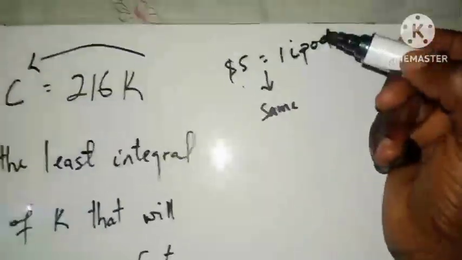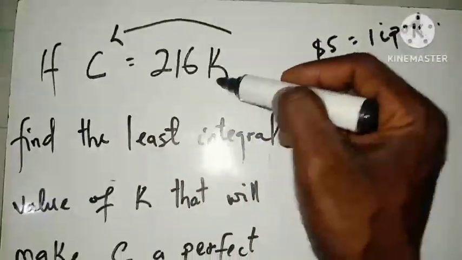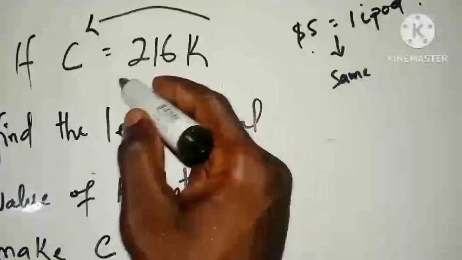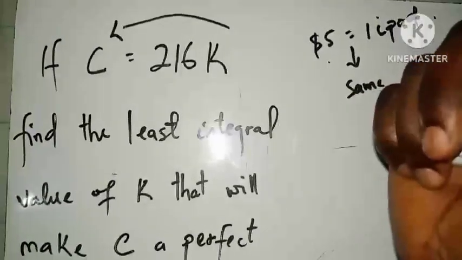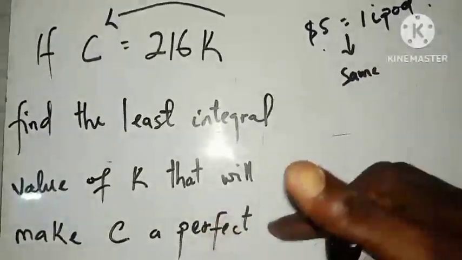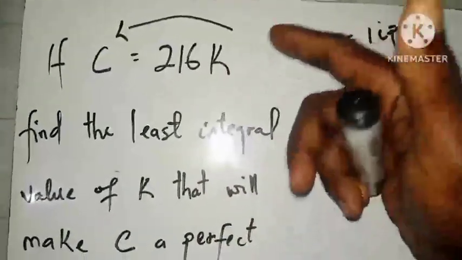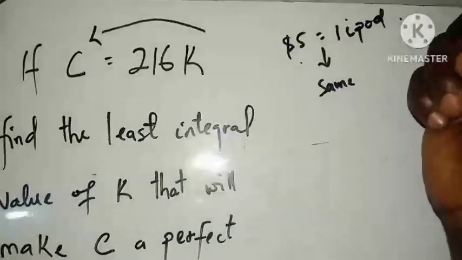Right? It makes sense. Now if you say that C is equal to 216k and C here is a perfect square, it means that everything here is also going to be what? A perfect square. Does it make sense? All right, so that is why you need to answer that question in the comment. You need to know the meaning of this perfect square before you can proceed in solving this problem here. All right. Okay, perfect. So what are you going to do here?